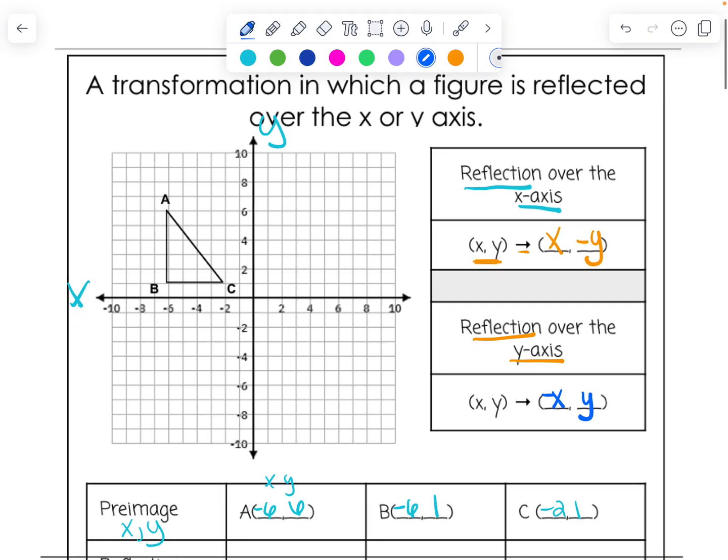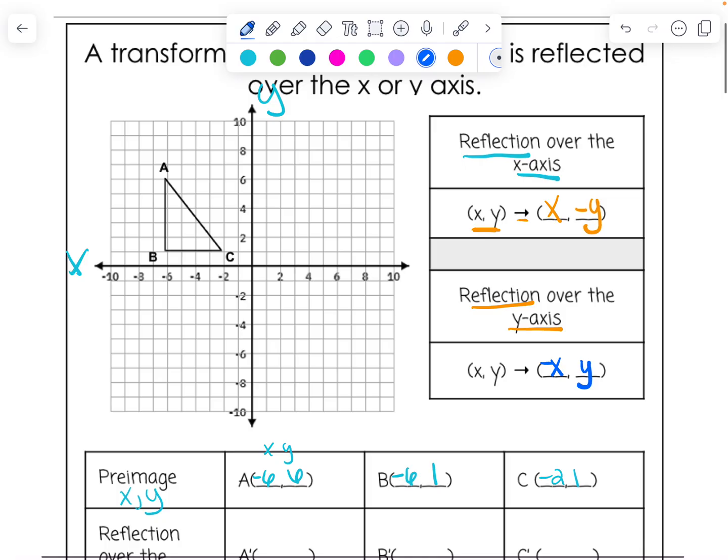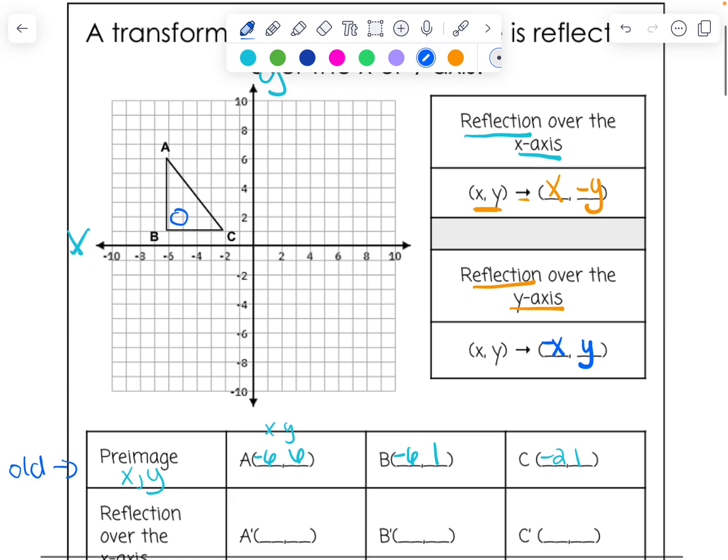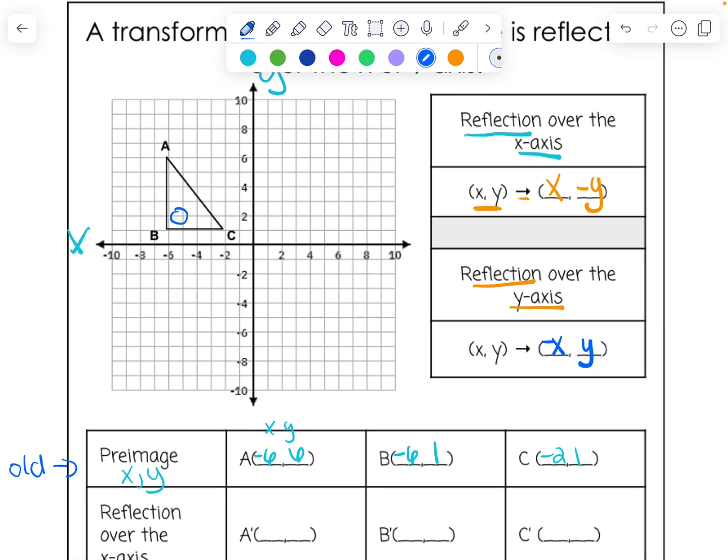Okay, so the first thing we're going to look at is your original triangle that I have right here. So I'm going to write O for original. I'm going to go ahead and label it right here. The pre-image is my old. And I already wrote down the ordered pairs, so go ahead and write them down. If you need to pause the video to do that, go ahead and do it.